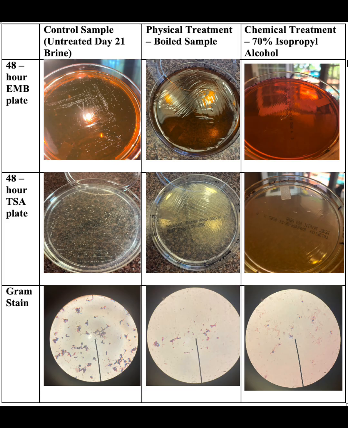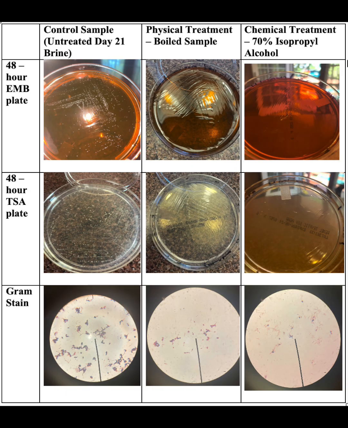Next is my chemical control method, for which I used 70% isopropyl alcohol. After 48 hours of incubation, both the Nutrient Agar and EMB plates showed only a few bacterial colonies. On the Nutrient Agar plate, the colonies were pinpoint in size, cream-colored, opaque, and slightly raised. The EMB agar plate showed slightly more colonies than the Nutrient Agar plate, but they were still very limited in number. The colonies on the EMB plate were clear, opaque, pinpoint, and slightly raised.